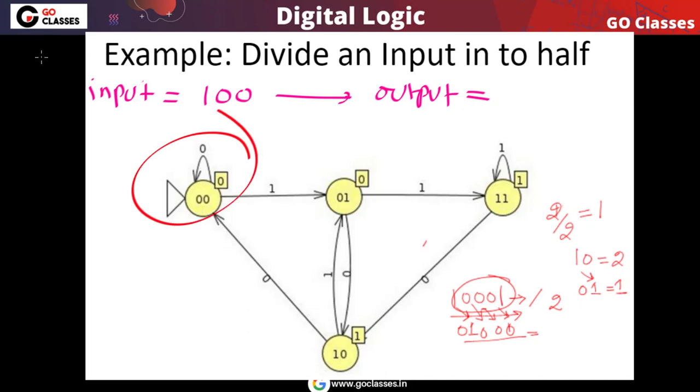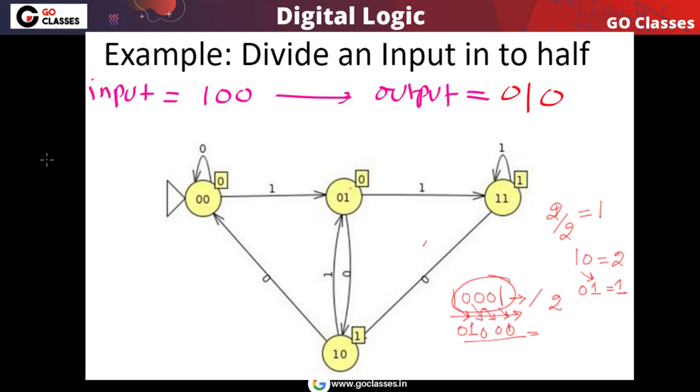This is the initial state. In the initial state you are printing 0. Now when you read this 1, you will go to this state and you will print 0. In this state if you read this 1, then you will go to this state and you will print 0. And in this state if you read 0, then you will print 1. Now if you see another 0, then you will print 0.